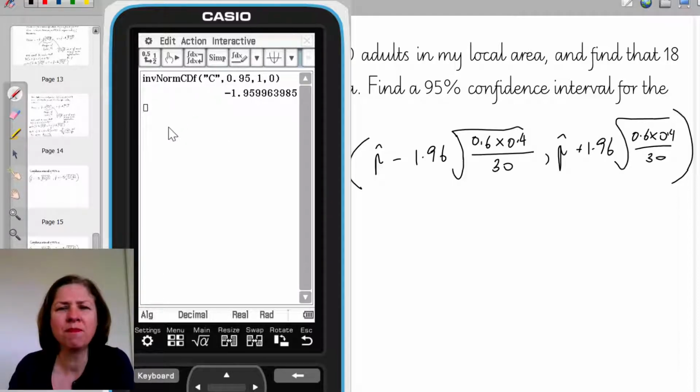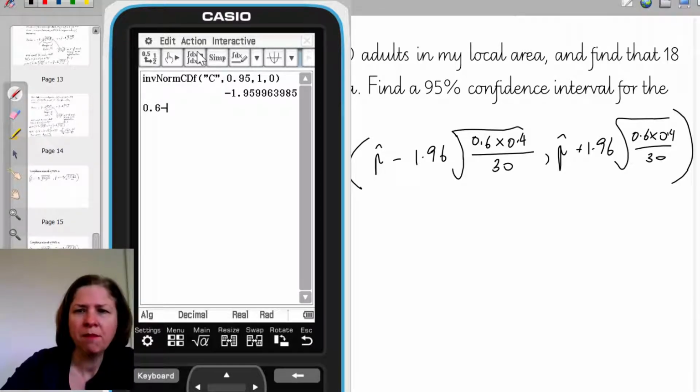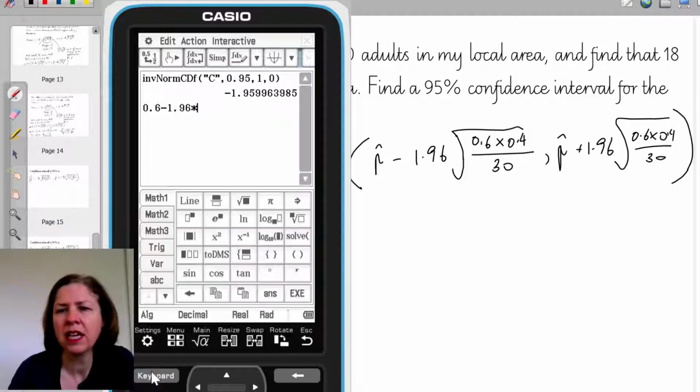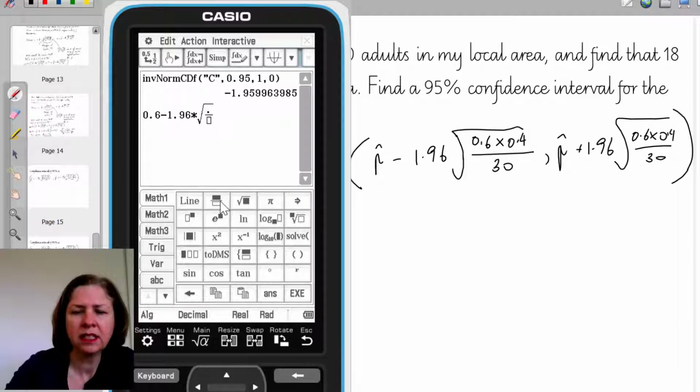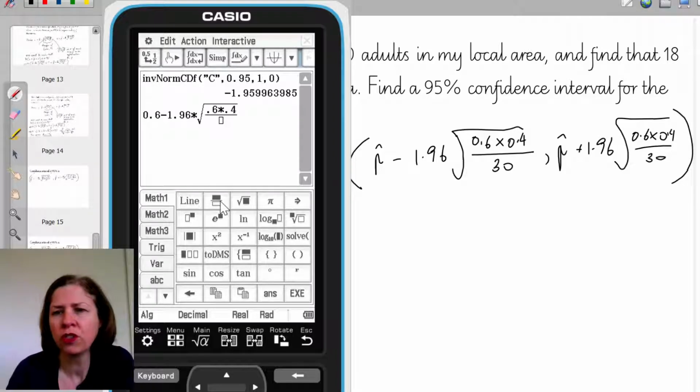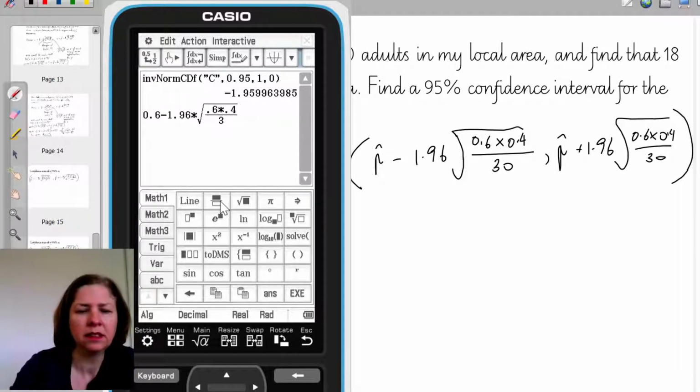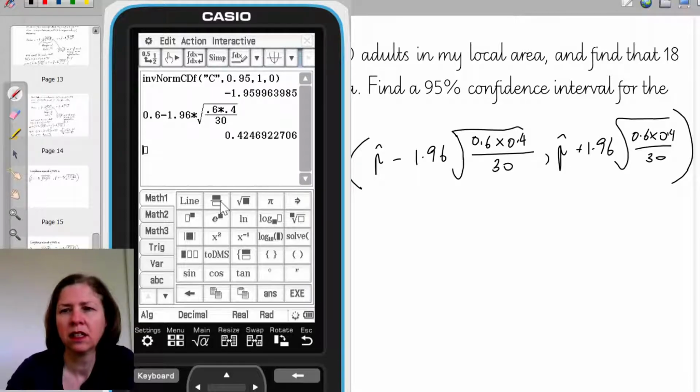Oh, I didn't write the value of P hat. I'll fix that in a moment. So P hat was 0.6 minus 1.96 times the square root. I need my keyboard. And I've got 0.6 times 0.4. And of course I've got those asterisks instead of the times because I'm on my keyboard rather than my handheld. And that's over 30. And hit enter.